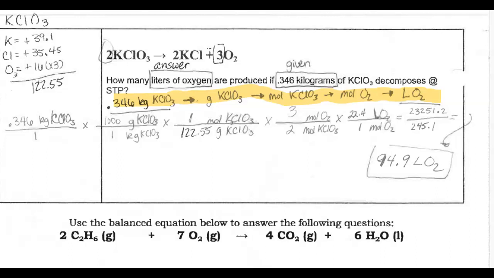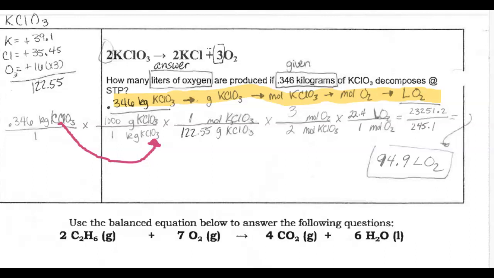So I set that all up exactly as I wrote it. Then again, I just did the same thing that I always do and used my dimensional analysis rules. I take my units from my numerator and turn them into the units of my denominator for my next fraction, right? So kilograms of potassium chlorate go right here. Grams right here. Moles right here. Then I switch to moles of oxygen right there.